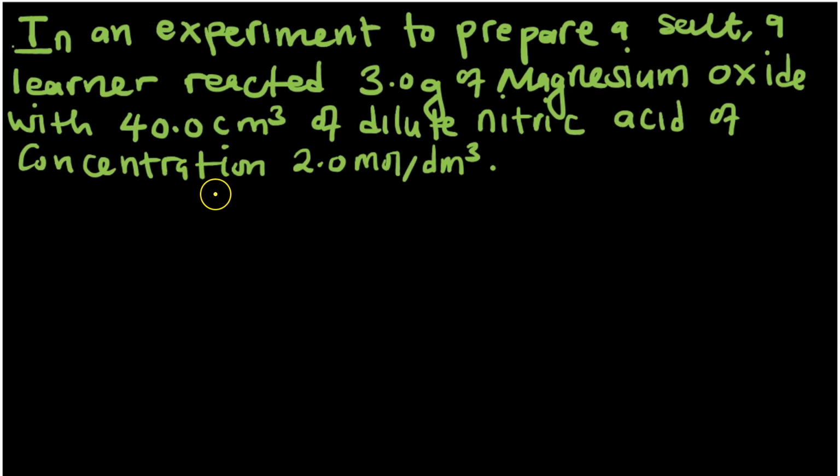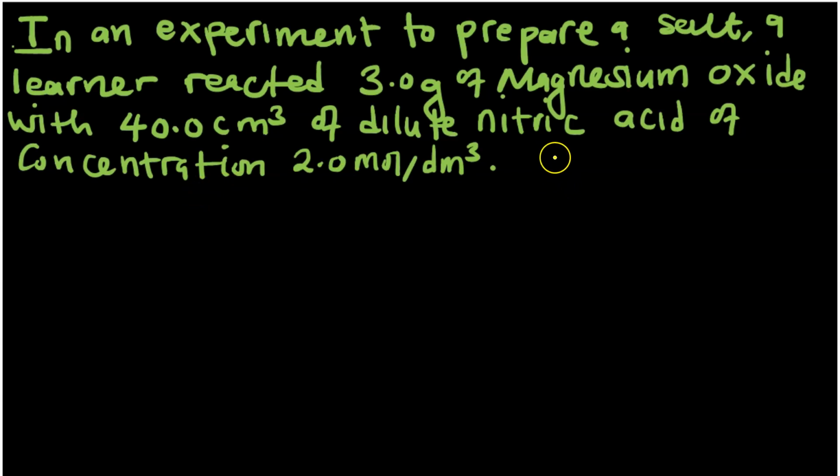In this video, we are going to learn how to write the balanced chemical equation and how to calculate. Reacted in an experiment to prepare a salt. A learner reacted 3.0 gram of magnesium oxide with 40 centimeter cubed of dilute nitric acid of concentration 2 mole per decimeter cubed. So now how do we write the balanced chemical equation?